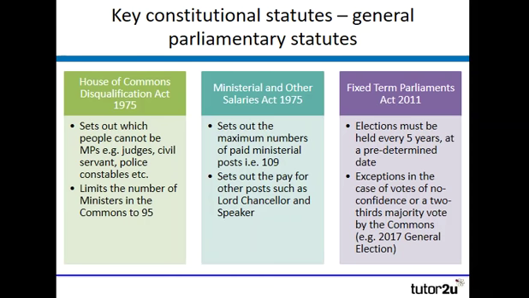The Fixed Term Parliaments Act held that elections must be held every 5 years, and those would be at a predetermined date. There are exceptions in the case of a vote of no confidence in the government or a 2/3 majority vote by the Commons, as was the case in the 2017 general election, which was unscheduled and around 3 years earlier than we expected there to be a general election.